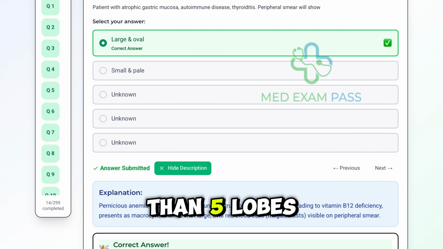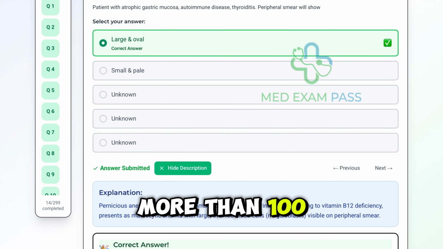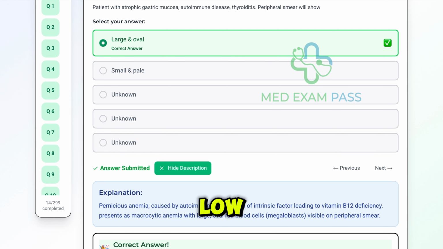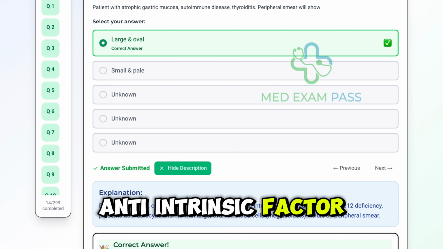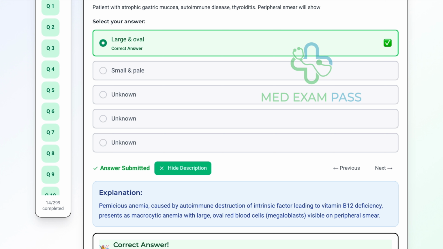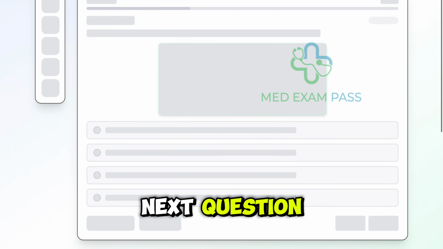Hypersegmented neutrophils have more than 5 lobes. MCV, mean corpuscular volume, will be very high, more than 100 femtoliters. Serum B12 will be low. Homocysteine and methylmalonic acid will be elevated. Anti-intrinsic factor antibody is a very specific test. Anti-parietal cell antibody is very sensitive but less specific. So the two antibodies are anti-intrinsic factor and anti-parietal cell. Next question.